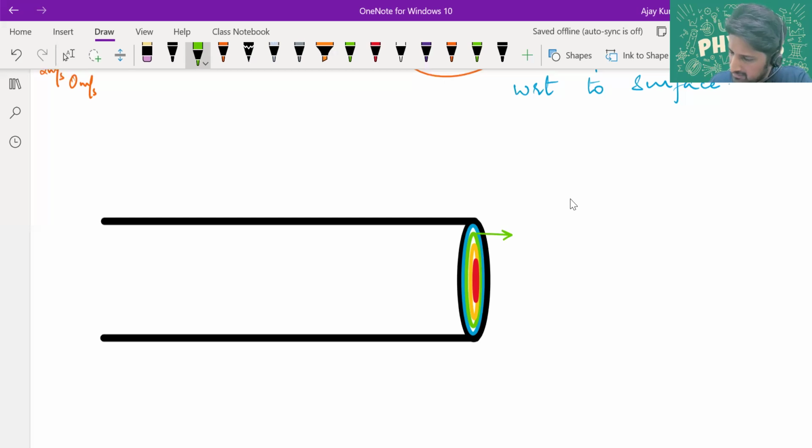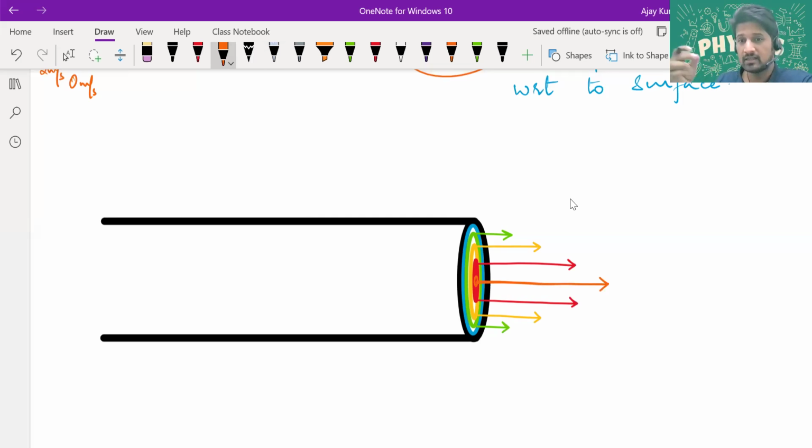The green layer will have small velocity. Next, the yellow layer will have a much larger velocity of flow. Next, the red layer will have an even larger velocity of flow. You can maybe consider one more layer here, the orange one. It will have the highest speed. Of all the molecules flowing through this tube, the molecules which are near the axis of the tube will be moving the fastest.